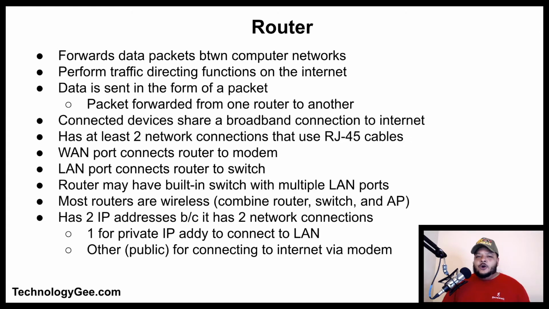Most routers today are wireless routers that use the 802.11 Wi-Fi standards, where they combine a router, a switch, and an access point. A router has two IP addresses because it has two network connections. One network connection uses a private IP address and is used to attach to LANs or ports numbered 1 through 4 or higher. The other network connection is the one used to connect to the internet via a modem, and this is your public IP address.